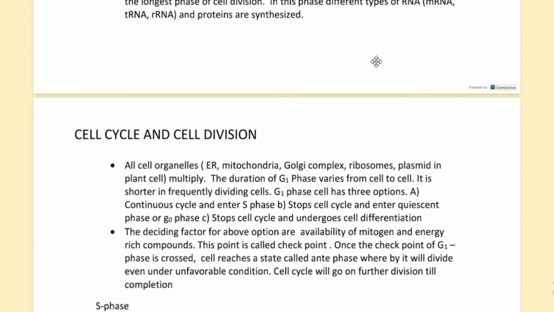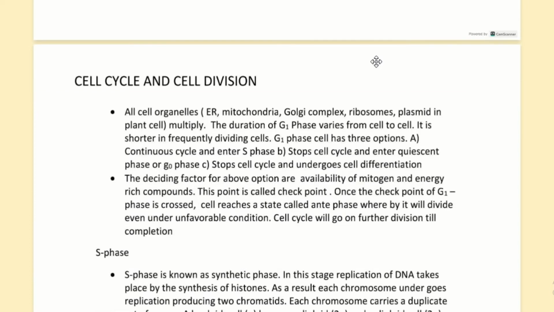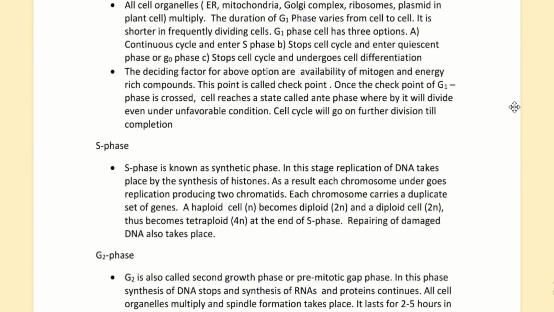These points are called checkpoints. Once the checkpoint of G1 phase is crossed, the cell reaches a state called anaphase-committed, whereby it will divide even under unfavorable conditions. The cell cycle will go on further division till completion.